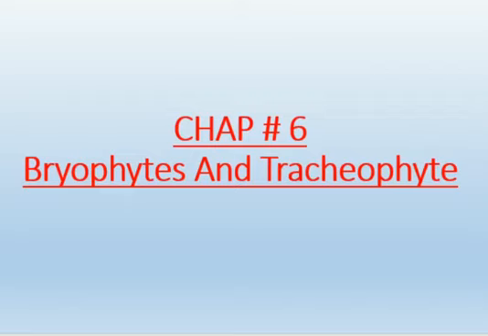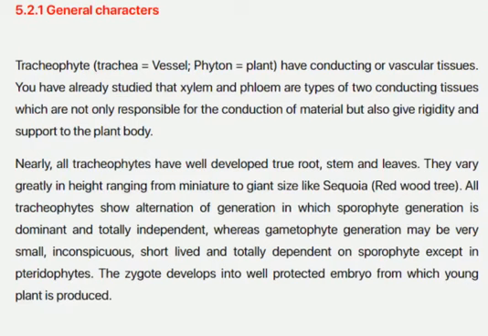Today we have to start the second part of chapter 6, tracheophytes. Tracheophyte is divided into two parts: trachea means vessel and phyton means the plant. So we have to say that tracheophytes are the plants which have vascular tissues or conducting ducts in them.